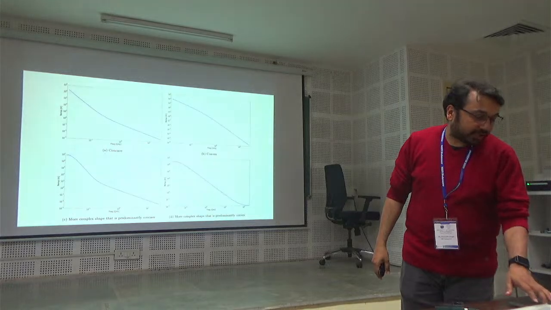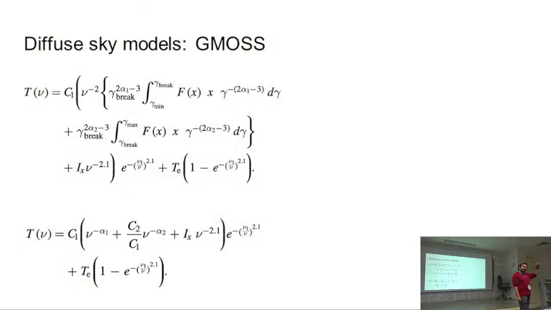So in GMOS, instead of modeling each pixel as a function of frequency using basis functions, which are principal components, you basically take advantage of the underlying physics. I can't go into the details here, but I'll just do some basic pressure. You model that as a function of frequency, you have a spectral index, which is decided by your synchrotron. And as you rightly asked, you can actually have different spectral indices at different frequencies. And that is called a spectral break. So you basically have alpha 1 and alpha 2 as two different spectral indices, and they have their own regimes where they operate. But this is all about synchrotron.